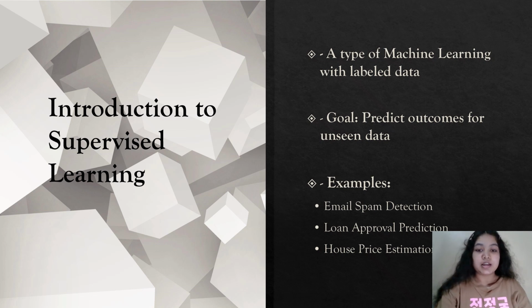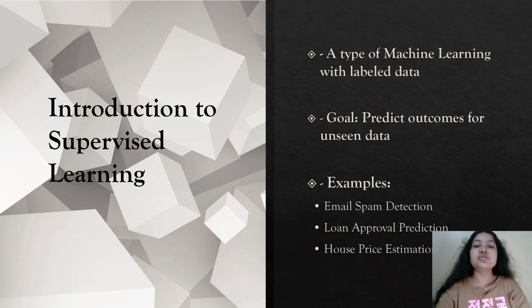Introduction to Supervised Learning. So, what is supervised learning? Supervised learning is a type of machine learning. It means that we train a model using past data when both input and correct output are already available, and it uses labeled data. For example, we have student marks as input and grades as output. The model learns the relationship between them.